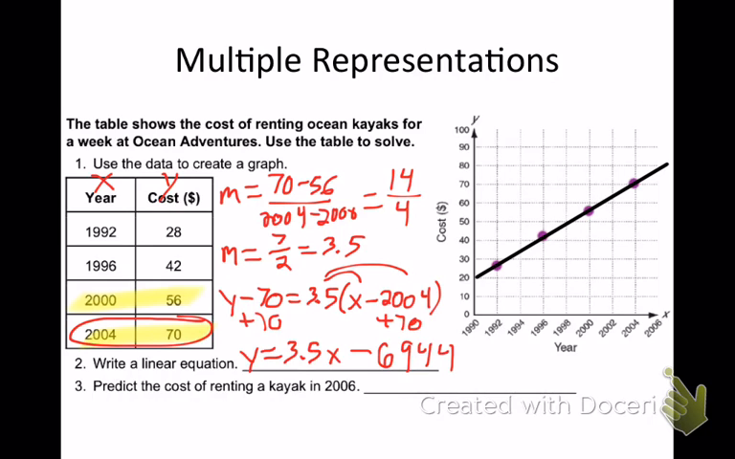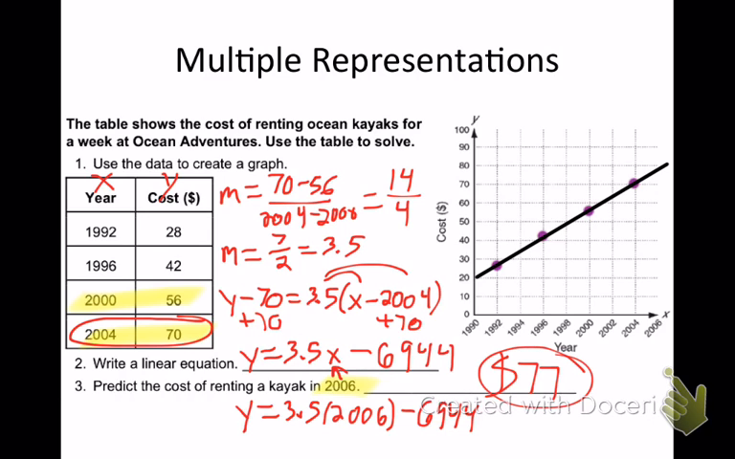Now last step says to predict. It says predict the cost of renting a kayak in 2006. Now 2006, is that my x or my y value here? So I'm going to take 2006, I'm going to plug it in for x. So y equals 3.5 times 2006 minus 6,944. I multiply those, subtract 6,944, and my predictor would be, what would that cost be? $77.